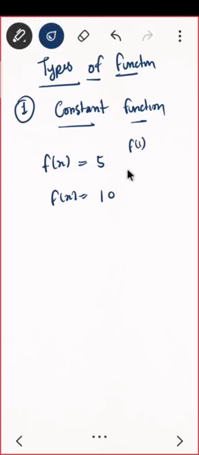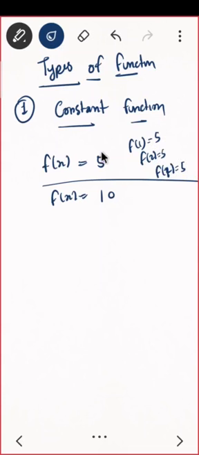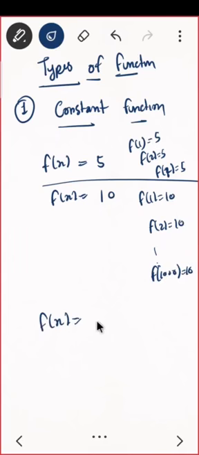That means f of 1, for this case, f of 1 is also pi, f of 2 is also pi, f of 7 is also pi. Correct? For everybody the range set is pi only. So this is called a constant function. Same, f of x equal to 10: f of 1 is 10, f of 2 is also 10. And if I take any value, f of 1000, then that is also 10. So this is a constant function. Constant function means f of x equals k, where k is a constant for me. Correct? This is called a constant function.